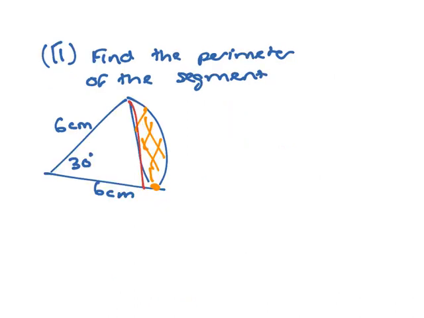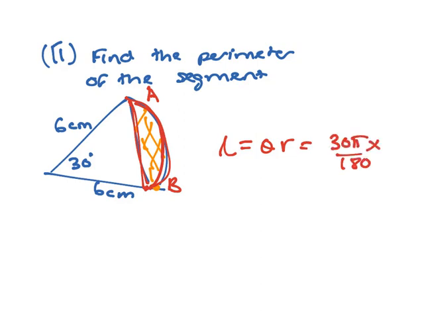Okay, so looking at this, I want the perimeter of the segment. I call it AB. So if I want the perimeter of that segment, I need, first of all, the arc length, which is theta r. So it's going to be 30 pi on 180, or pi on 6, times r, which is 6. So pi on 6 times 6 gives you pi. So that's just the arc length. Now I need this part here. I'm going to call that x.